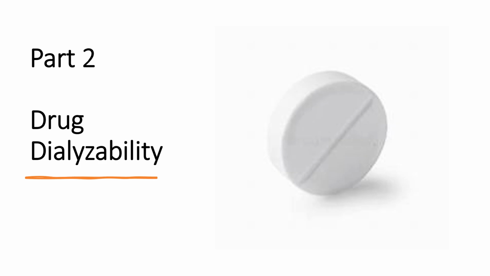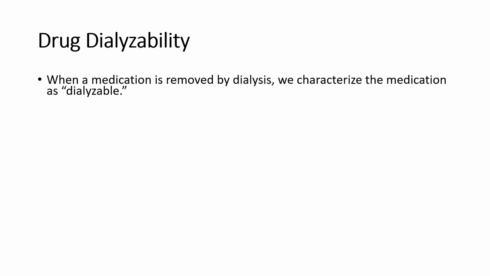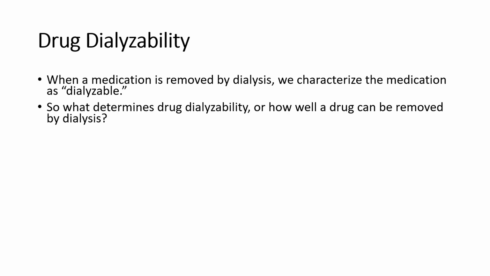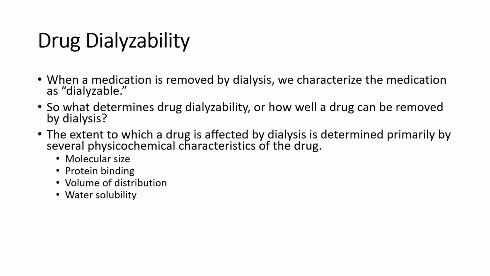The ease with which a medication can be removed with the dialysis procedure depends on something called drug dialysability, or how readily a drug can pass across the dialysis membrane into the dialysate. When a medication can be removed with dialysis, we characterize that medication as being dialysable. So what determines drug dialysability, or how well a drug can be removed during dialysis? The extent to which a drug is affected by dialysis is determined primarily by four properties of the drug.